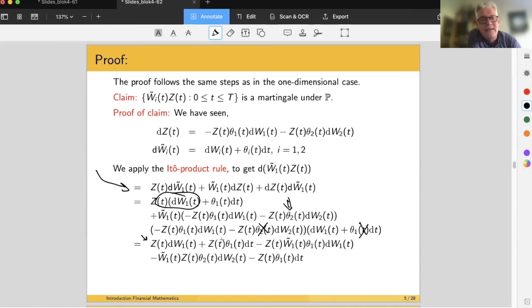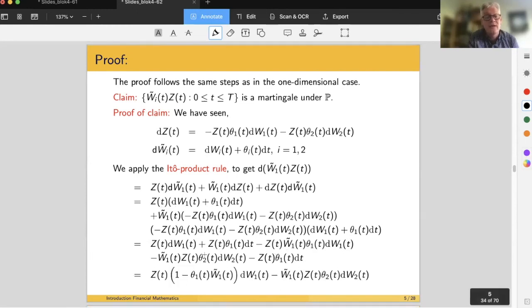And then we see that the dt term cancels out, which we typically like when we look for martingales and Ito processes. So that term cancels out. And in the end, what is left, if we take a Z_t out of brackets, is Z_t (1 minus theta_1t W tilde_1t) dW_1t minus W tilde_1t Z_t theta_2t dW_2t. So we see a term with dW_1 and a term with dW_2, no dt terms. So this is our favorable formulation.